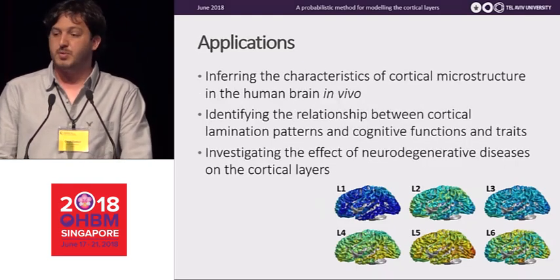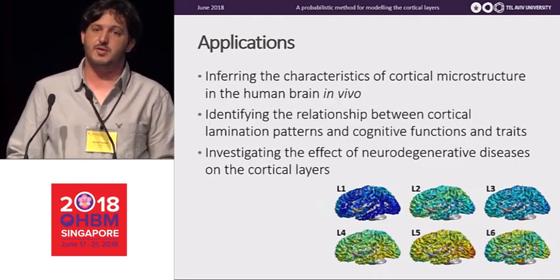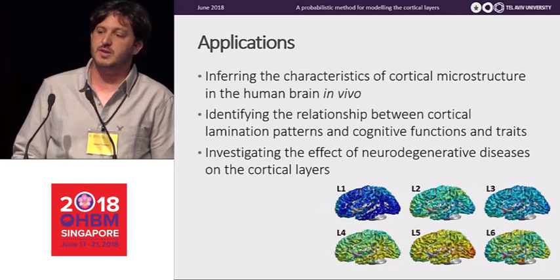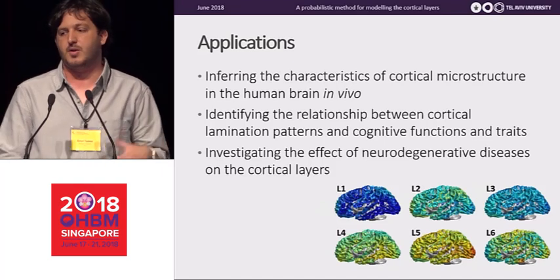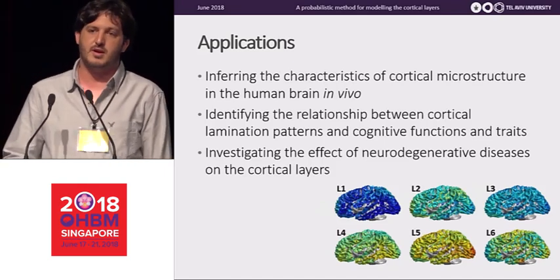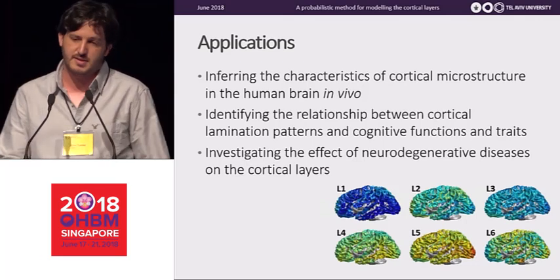But we believe that this can be used to not only investigate cortical microstructure in vivo in humans, but to also identify a relationship between that and cognitive functions, traits, and maybe even pathologies and neurodegenerative diseases.